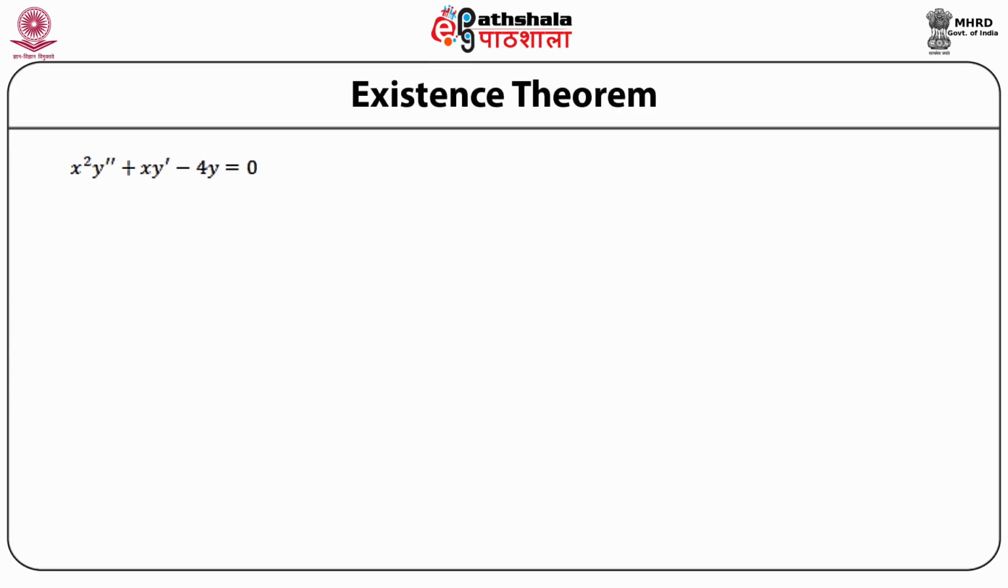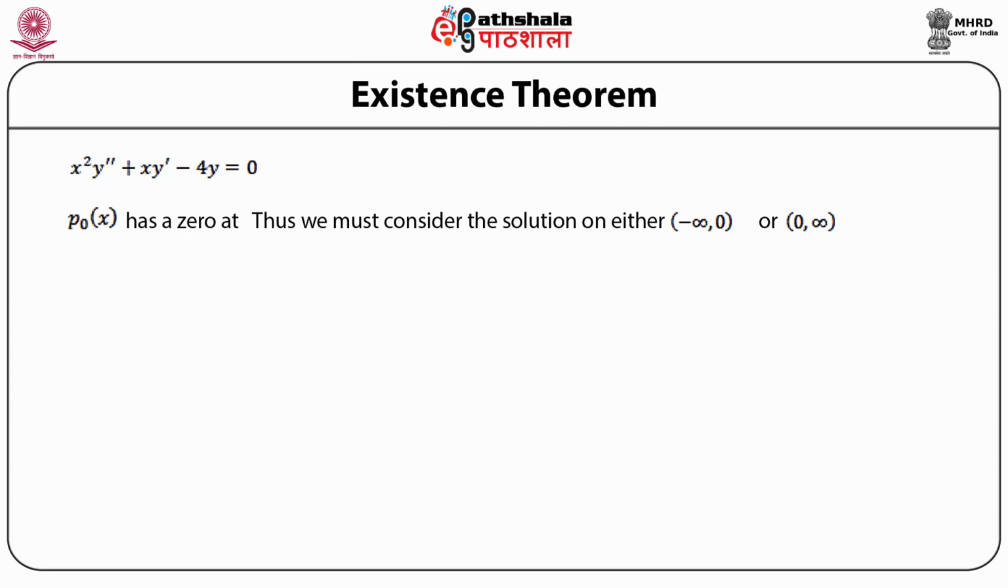Second, x square times y double prime plus x y prime minus 4y equals 0. Here, p0 of x is x square, which has a 0 at x equal to 0. Thus, we must consider the solution on either minus infinity to 0 or 0 to infinity.